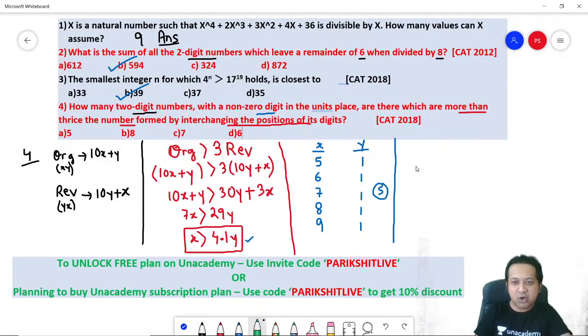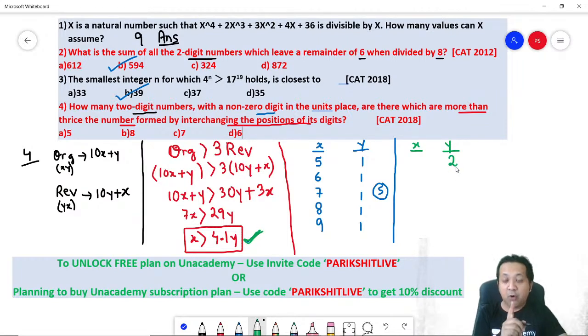What about scenario 2? What can be the next value of y? Can y be 2? Yes. If you put y as 2 in the equation, x will be greater than 4.1 into 2, which is 8.2. So what are the values of x greater than 8.2? X will be 9.